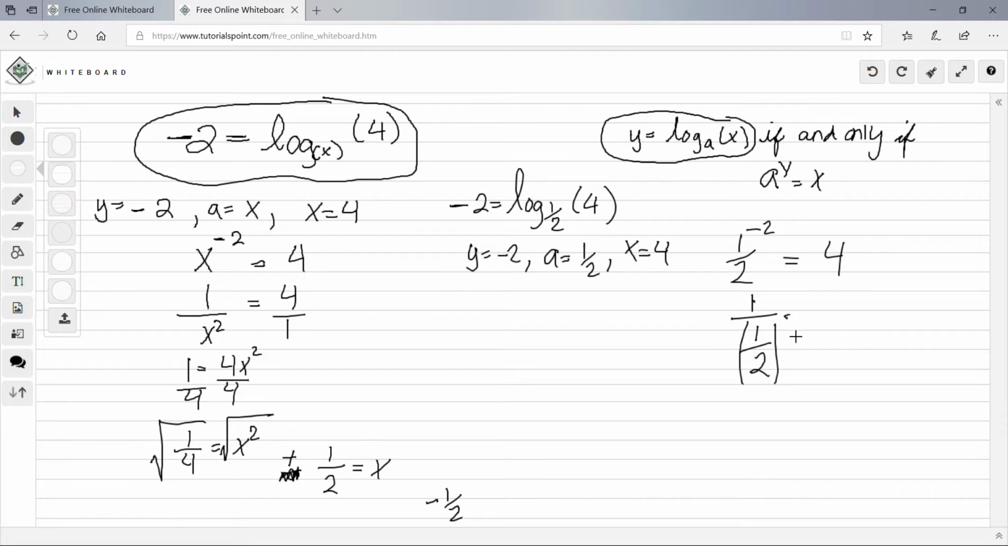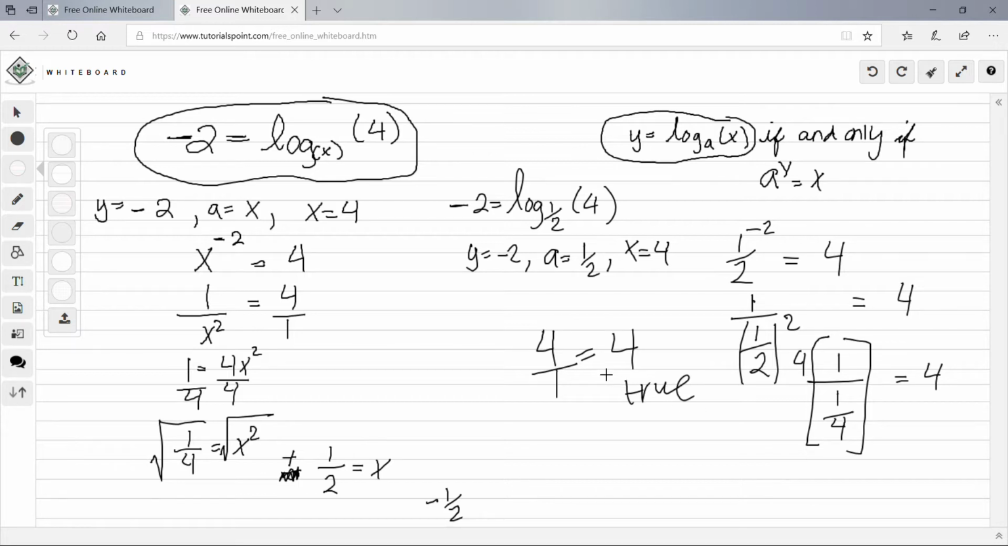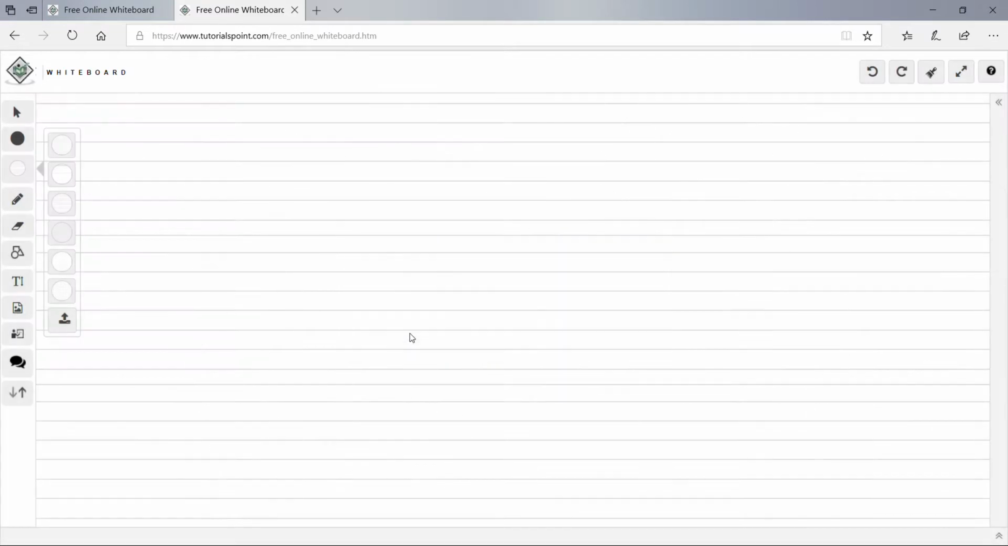One-half squared equals 4. If I simplify this, 1 over 1/2 squared is 1 over 1/4. On the left side, I'm going to multiply both sides by 4. So 1 times 4 is 4, and then 4 times 1/4 is just 1. So you get 4 over 1 equals 4. That is true, right? 4 over 1 is the same thing as 4. So we know that x is just positive 1/2. We won't have a negative 1/2, just positive 1/2. Okay, what about this problem?